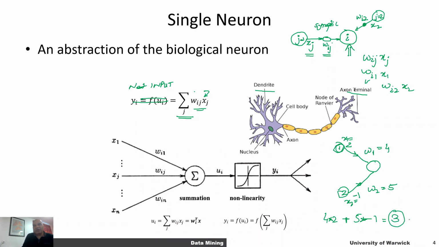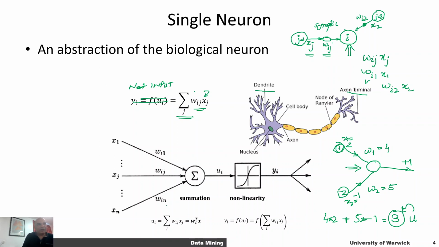So this is your net input. We are going to call that u. Because this net input is now positive, it is greater than 0, this particular neuron is then going to produce an output of, let's say, +1. So that is the basic model or structure of an artificial neuron.